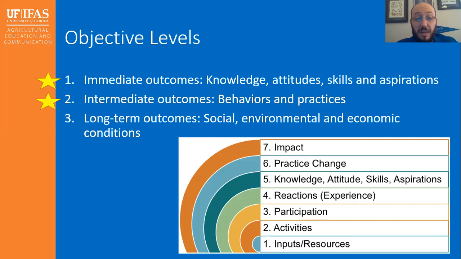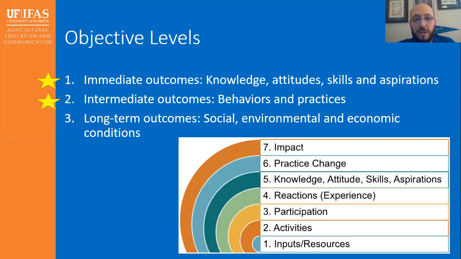So there's 3 different levels in which objectives can be created for an extension program. There's what's called immediate, intermediate, and long-term outcomes. Immediate outcomes really center around what you would expect right after a workshop or activity. So this deals with knowledge, attitudes, skills, and aspirations.